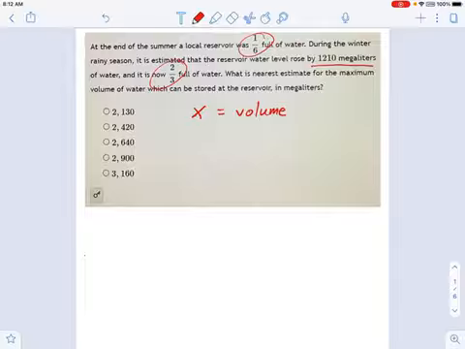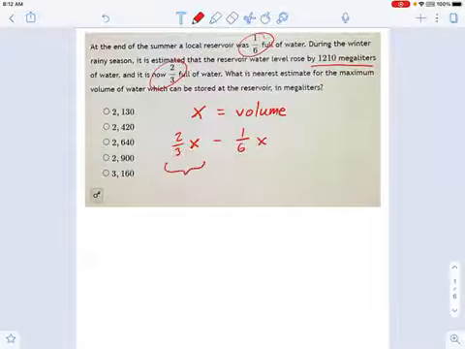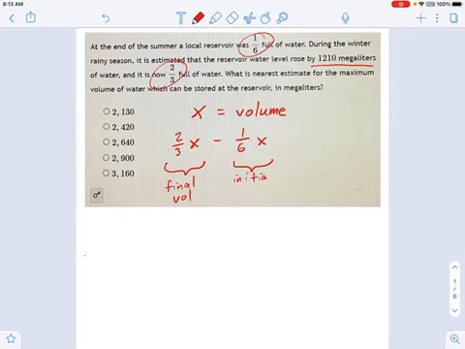And now let's try to set up the information in an equation. I'm going to say that 2/3 X, which is the volume at the end of the winter, minus 1/6 X, okay, and that was the volume at the summer. So this is the final volume, and this is the initial volume. The result of that is 1,210 megaliters, okay? And this is simply what we were told in this problem.